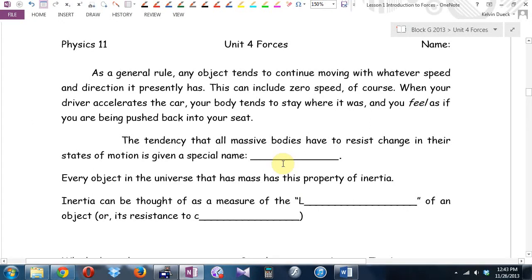Are you changing speed or direction? The fancy word for that is, are you accelerating? Then you have an unbalanced outside force. If you're not, you don't. This can include zero speed, of course.